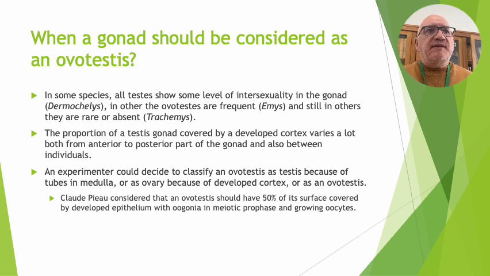The proportion of testis gonad covered by a developed cortex varies a lot, both from anterior to posterior part of the gonad, but also between individuals. An experimenter could decide to classify an ovotestis as a testis because of tubes in medulla, or as ovary because of developed cortex, or as an ovotestis. This is a matter of choice depending on the sensitivity of the experimenter.